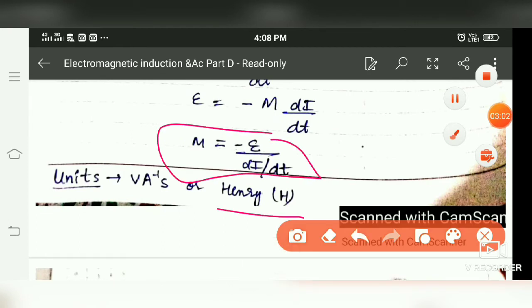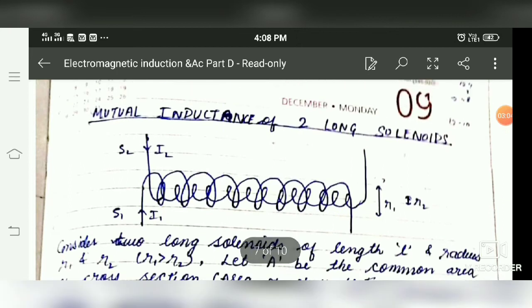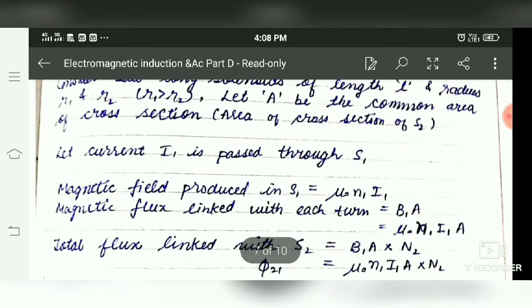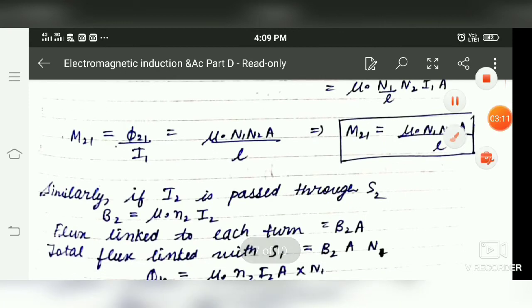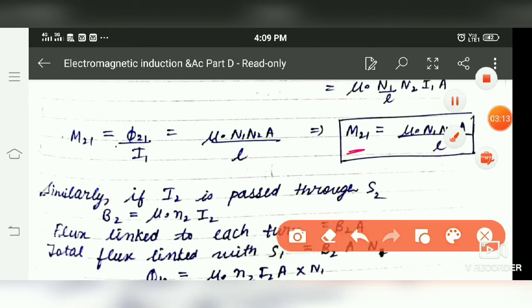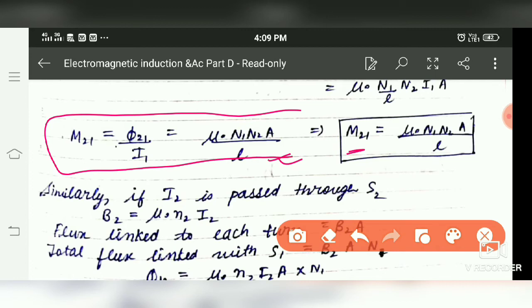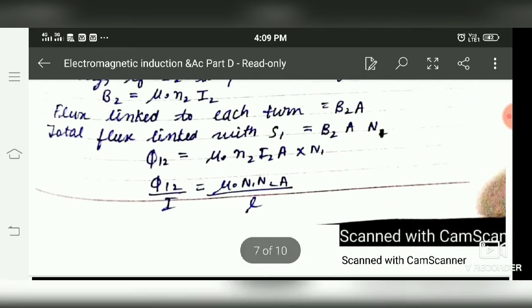The unit is again Henry. Now, mutual inductance for two long solenoids, we have to calculate that expression. By solving in the same way, we get the mutual inductance is equal to mu naught N1 N2 A upon l. This is the formula for mutual inductance. This is for one and similar for the second one.